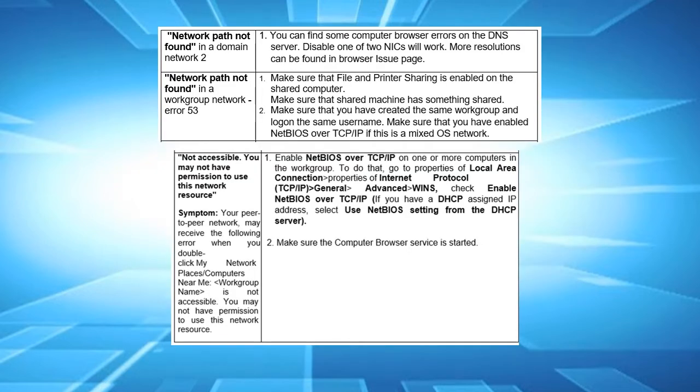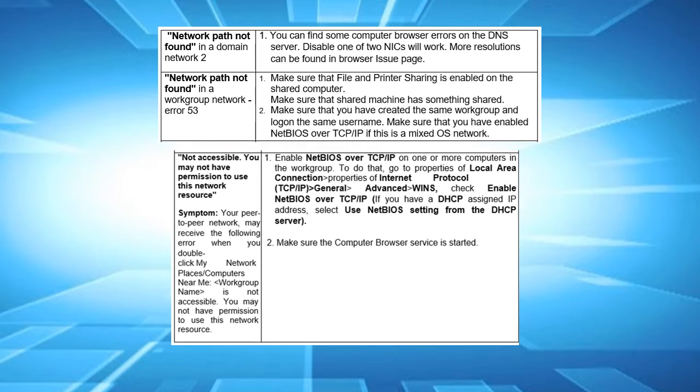Then we also have another problem: "network path not found in a domain network 2." The solution for this is that you can find some computer browser errors on the DNS server. You need to disable one of the 2 and ICS will work. More solutions can be found on the browser issue page.